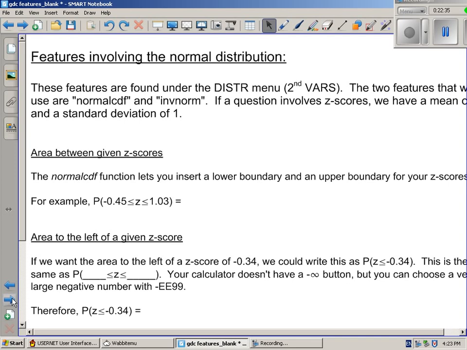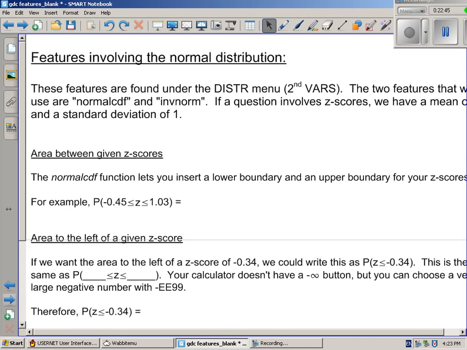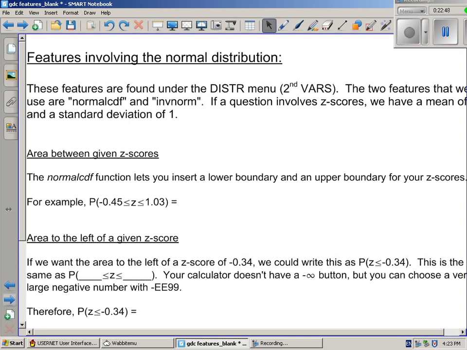Alright, features involving the normal distribution. These features are found under the distribution menu, which is second vars. The features that we use are normal CDF and inverse norm. You could also use shade norm instead of normal CDF. It's kind of nice. Then you get some visual confirmation of what you're doing.